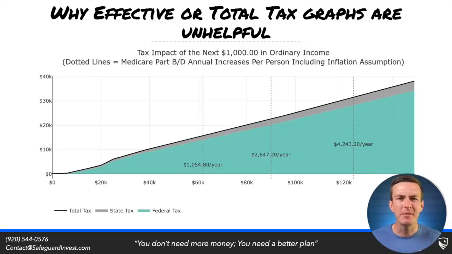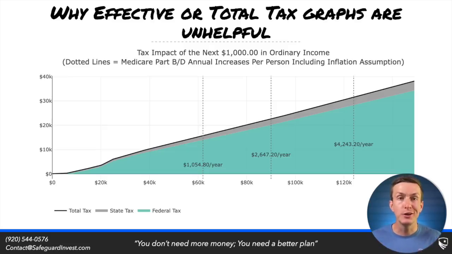Now, from time to time, I have people comment saying that this is the wrong way to look at tax planning, that showing a marginal graph makes things look a lot scarier. Some say I should be using total tax or effective tax rate instead. I wholeheartedly disagree, and I don't know any tax strategists who would agree.